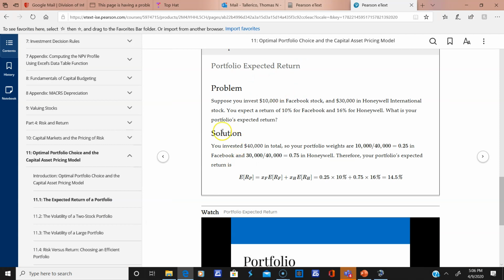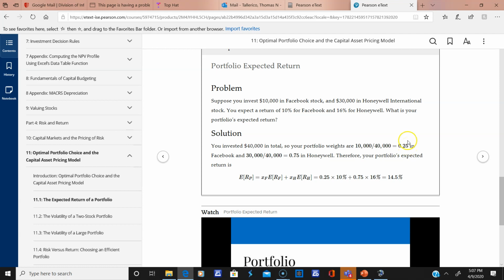Now, here's the problem we're looking at right here. It was Tyco and Ford, now it's Facebook and Honeywell. Same amount of money, right? Look, $10,000, $30,000. However, in the problem, they give you the expected return for each. That's simple, okay? What is your portfolio's expected return? And it's that simple. The math is correct here, and the answer still comes out the correct way. But here are your four numbers.